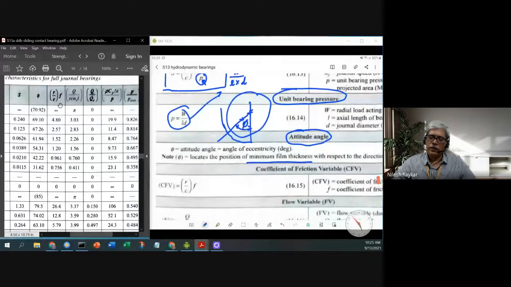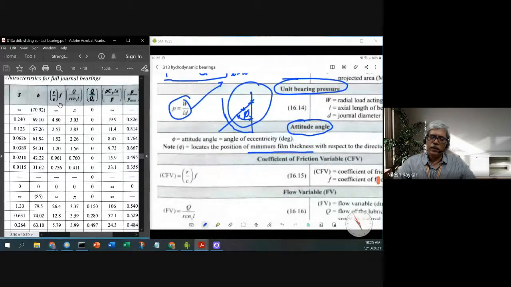So, coefficient of friction variable. If you remember the Petrov's equation, we modified it in order to make its left hand side equal to F into R by C. So F is the friction coefficient which we will need in order to determine how much heat is getting generated, or how much additional power you require in order to drive the shaft over and above whatever load the shaft is taking. So for that purpose we require this friction factor.